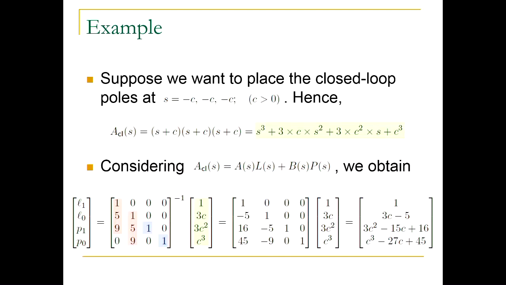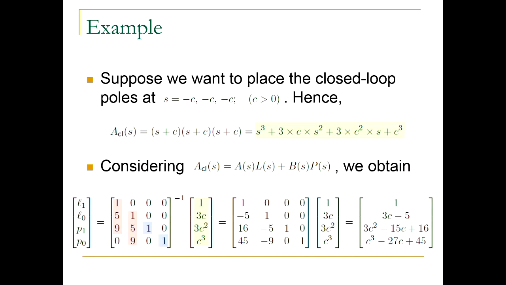So let's suppose that we want to place the closed loop poles at -c, where c is positive, just for the sake of argument. And then if I multiply s plus c 3 times, I get this polynomial. So that's my desired polynomial. That's what I want to achieve once I close the loop with that controller and that plant.